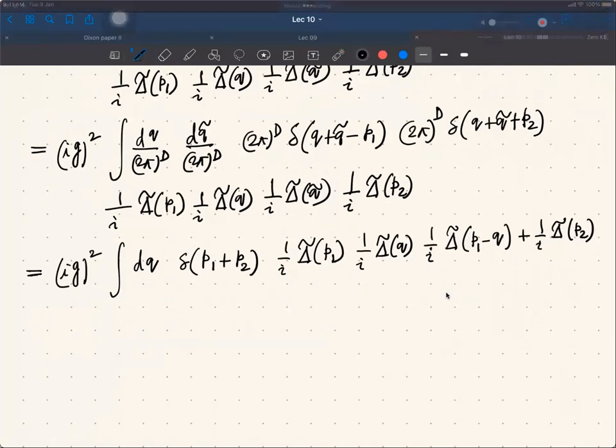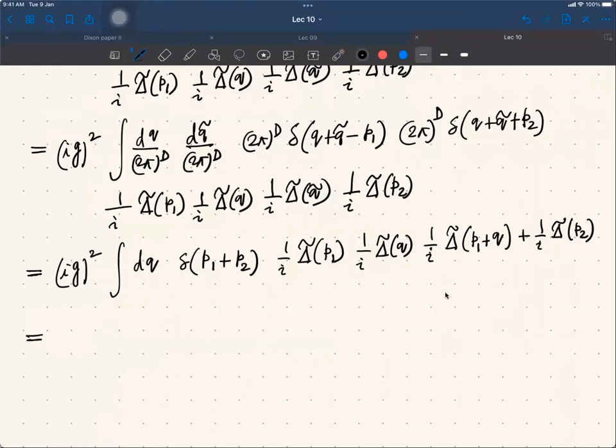Now, at this stage, I can change q to minus q, because the q integral is from minus infinity to plus infinity. So if you change q to minus q in the integrand, this remains the same. Delta of minus q is the same as delta of q, so it remains the same, and it becomes plus. This is just a change that I'm doing because I want to draw the diagram in a particular way. You will see that in a moment.